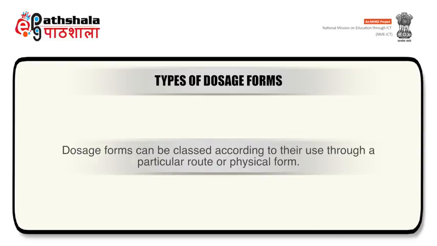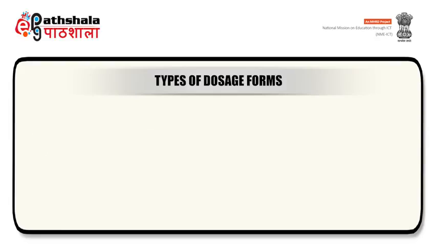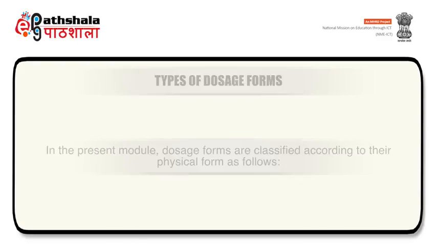Dosage forms can be classed according to their use through a particular route or physical form. In the former case, the classes respond to the routes of administration, that is topical or external use such as creams, ointments, and pastes; oral use dosage forms such as syrups, tablets, capsules; rectal suppositories, parenteral injections, transdermal patches, and localized drops. In the present module, dosage forms are classified according to their physical form as follows.